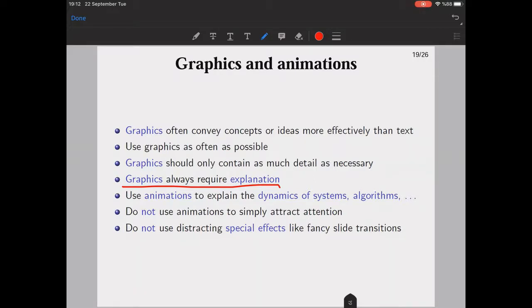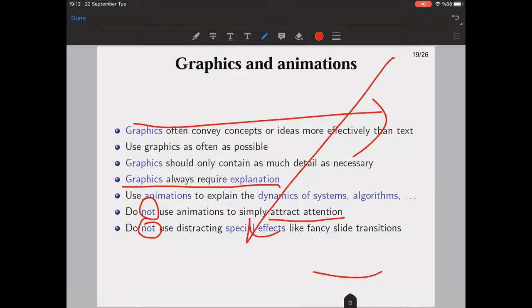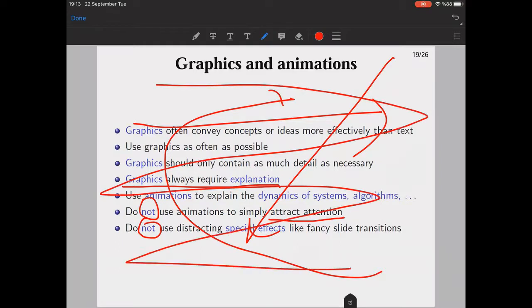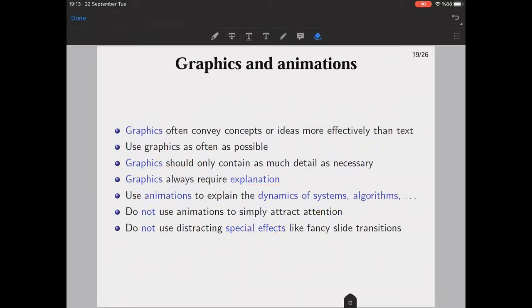Please try to explain. Use animations to explain the dynamics of systems and algorithms. It could be useful and interesting, and keep people motivated to listen to you. Do not use animations just for attracting attention. It may backfire, okay? And do not use distracting special effects like fancy slide transitions. Okay, slides coming here and coming there and flying here and just disappearing like this. No need for this. Try to make them simple. If they're too fancy, again, it would be distracting.